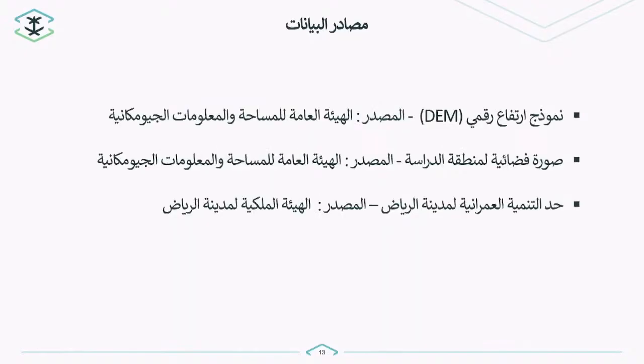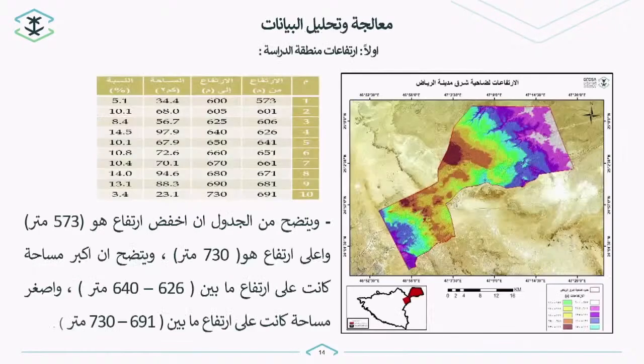The sources of data. One of the important points that the expert based upon is extracting solutions. He has ideas, but he cannot extract solutions and build any solutions without data. Data is costly, and we have satellite images of the city of Riyadh. Let's analyze data. We have the highs of the zone of the study, and results.